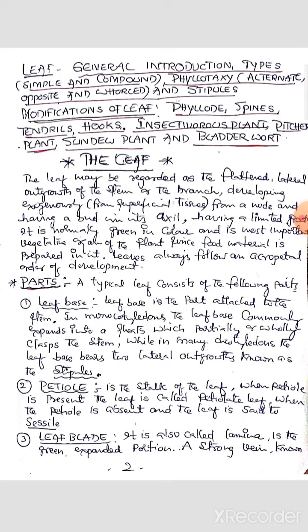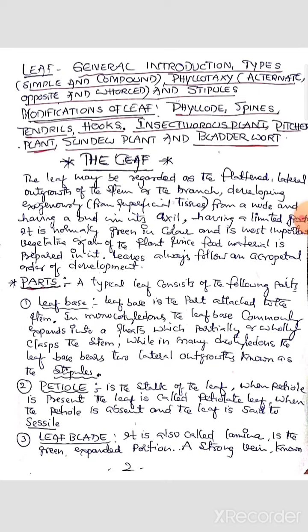What are the parts of a leaf? You know that the leaf is an important organ, responsible for photosynthesis, the preparation of food material. Now we study the parts of leaves. A typical leaf consists of the following parts. First part is the leaf base. Leaf base is the part attached to the stem.